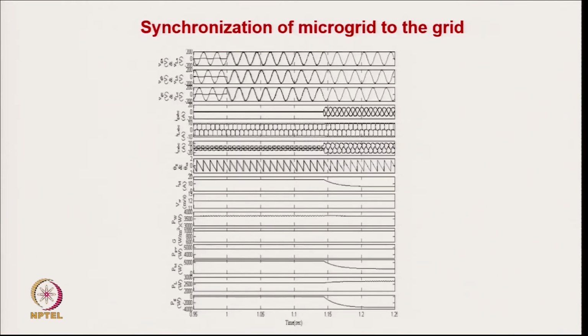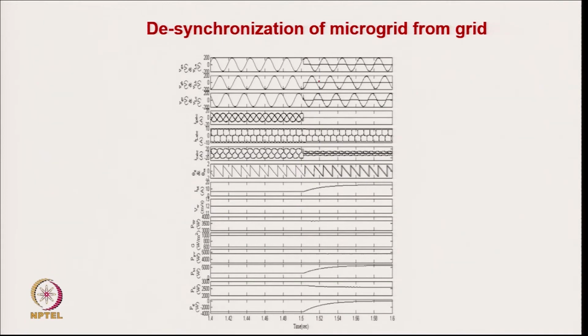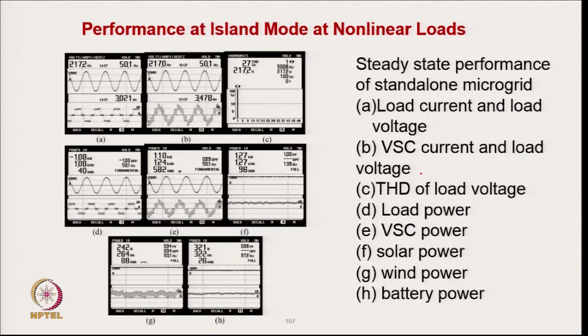And here is the synchronization. You have an islanding mode, and when the grid appears, after a few cycles of synchronization of the angle, once it is synchronized, you close the switch and connect to the grid. Grid current starts appearing. Similarly, when the grid disappears, the load voltage and load currents are not affected and it remains operating.